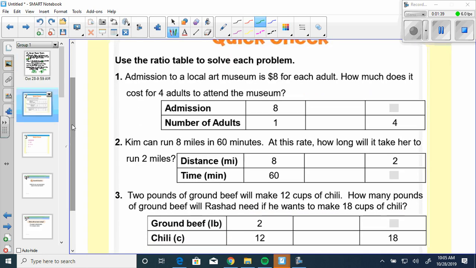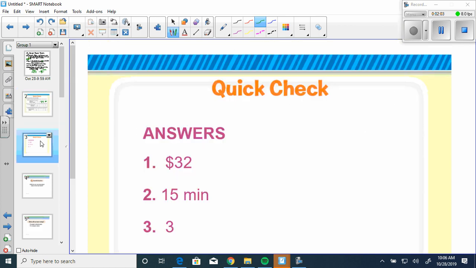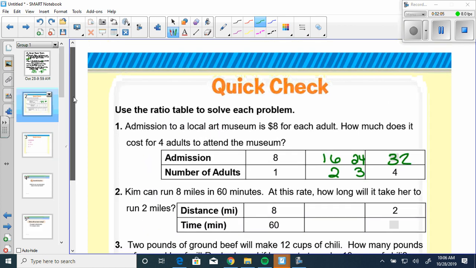So our quick check: use the ratio table to solve each problem. Admission to a local art museum is $8 for each adult. How much does it cost for 4 adults to attend the museum? So at 2, it's 16. At 3, it would be 24. So at 4, 4 times 8 is 32. So it should be $32 for them to get in. You can always go check. Yay, the space is right.